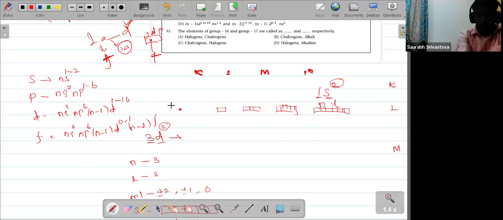and (n-2)f1 to 14. Why? Because 14 elements are there. That's why we are writing 1 to 14. Now the general electronic configuration, 1 to 6.